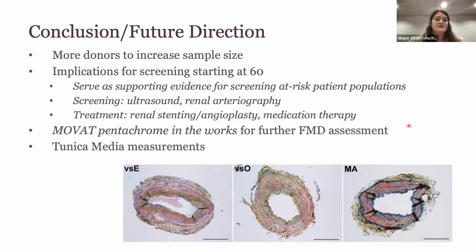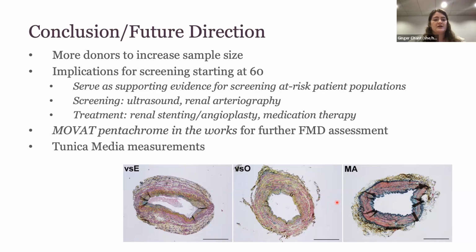Further assessments are on the way for this study. So we have a MOVAT pentachrome in the works. It should be coming back here shortly. And this is what is pictured at the bottom. So it kind of looks like a rainbow. I'm super excited to get it back and look at it. But it stains collagen yellow, mucin blue, elastin and nuclei black, and muscle red. So that way it really helps us differentiate what we're looking at.